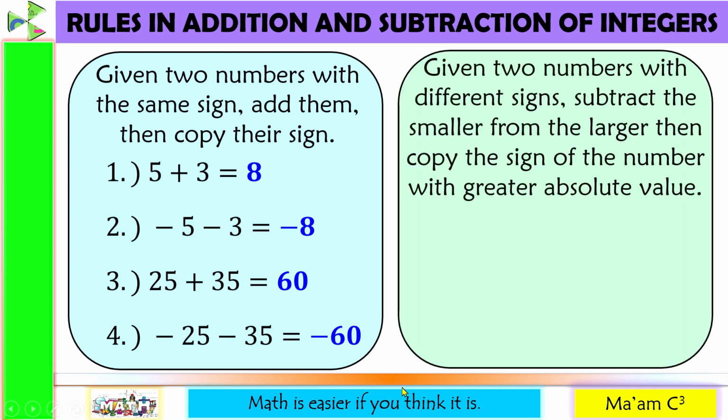If you are given two numbers with different signs, subtract the smaller from the larger, then copy the sign of the number with greater absolute value. Number 1, 5 minus 3. The sign of 5 is positive. The sign of 3 is negative. So we subtract 3 from 5. 5 minus 3 is equal to 2.